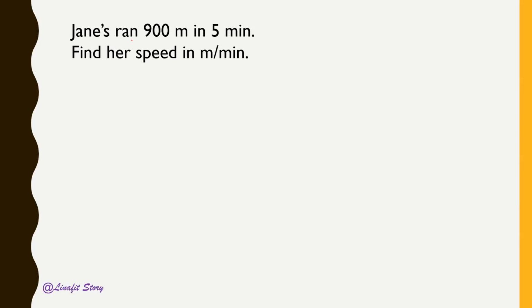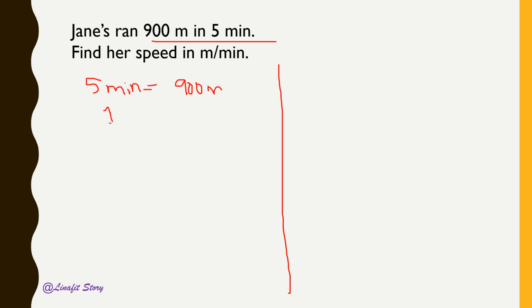Jane ran 900 meters in 5 minutes. Find her speed in meters per minute. To solve this question, there are two ways. First, using the unitary method, and then one more using the DST triangle. So over here, 900 meters in 5 minutes. It means in 5 minutes, she ran 900 meters. Then to get 1 minute, 900 divided by 5 equals 180. So her speed is 180 meters per minute.